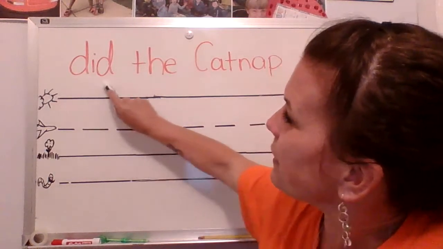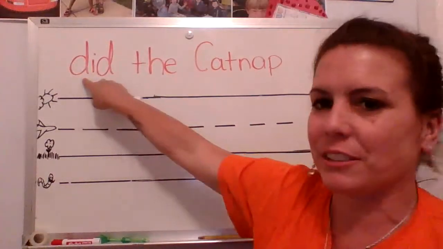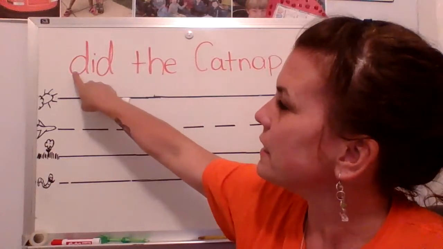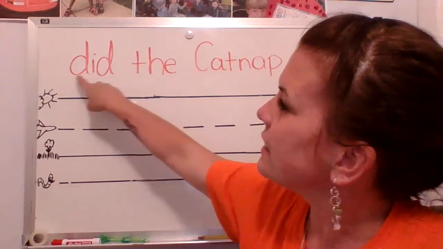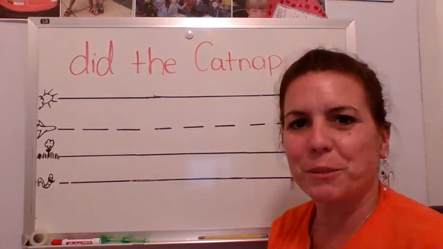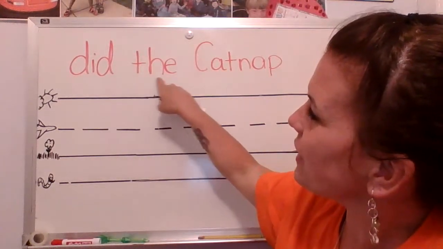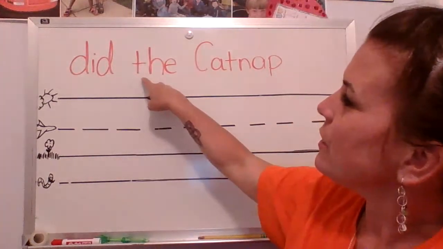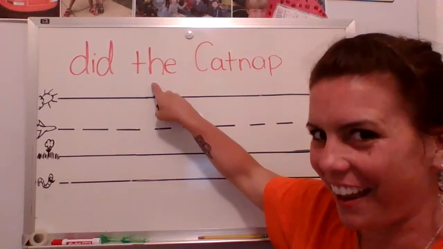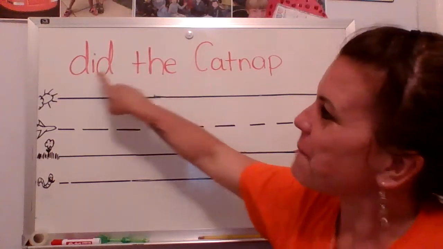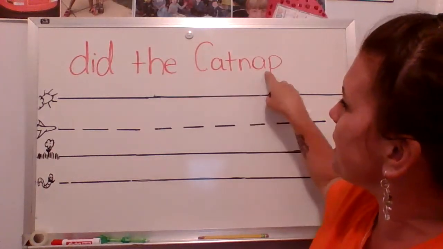Here's our first word. I know that this is the first word because there's some space before it, and there's some space after it. So let's take a peek at this word. Did. Okay, our first word is did. Did, space. Let's check our next word. This is a tricky trick word. Do you remember what it says? The. This word says the. Did the, space.